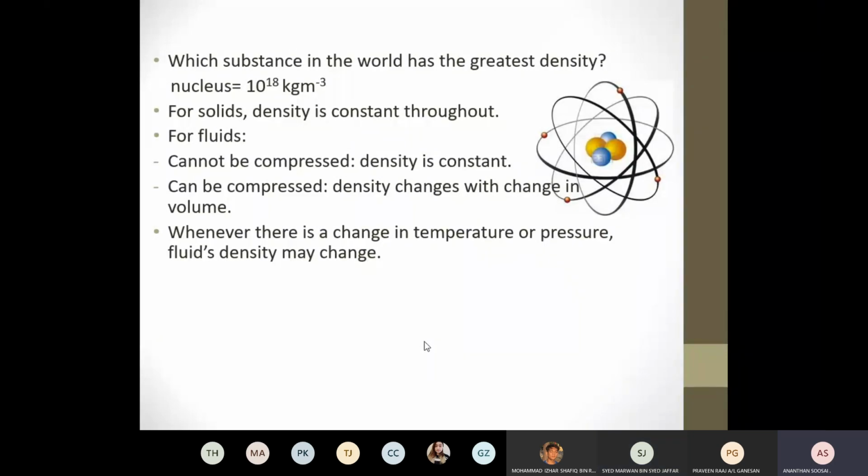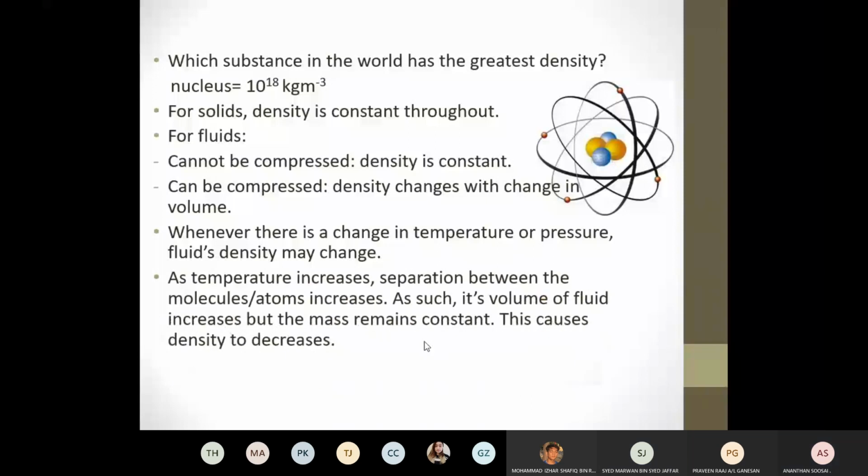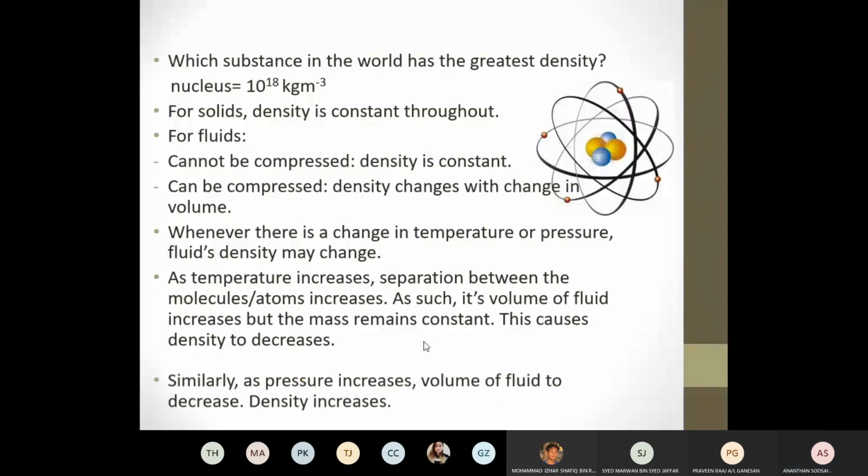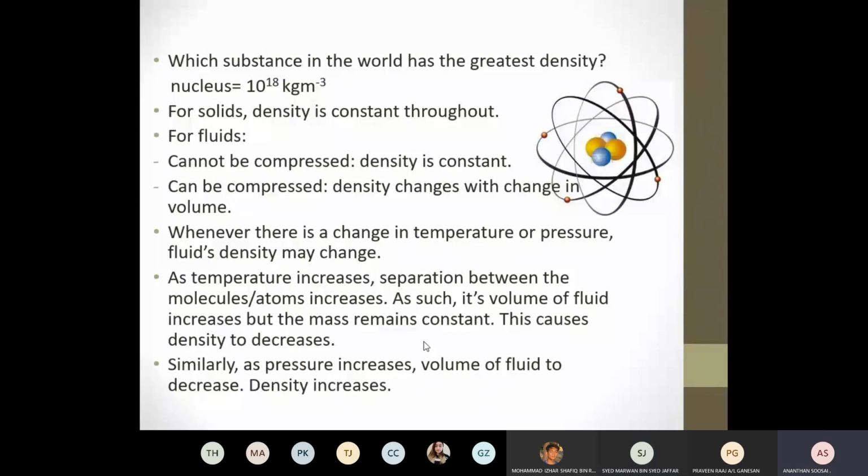Whenever there is a change in temperature and pressure, fluid density may change, right? High pressure means density can become greater. High temperature, density can drop. The temperature increase increases separation between the molecules, so volume increases and density drops. Similarly, when pressure increases, volume of the fluid decreases, so density can increase. So pressure and temperature can play a role in the density of a material.